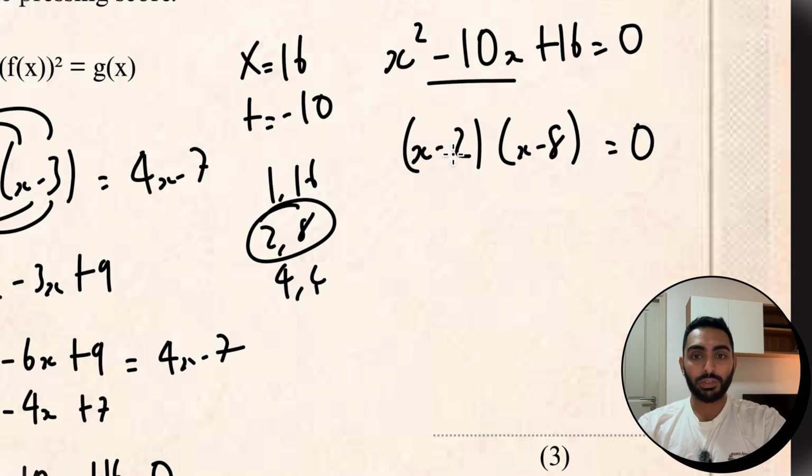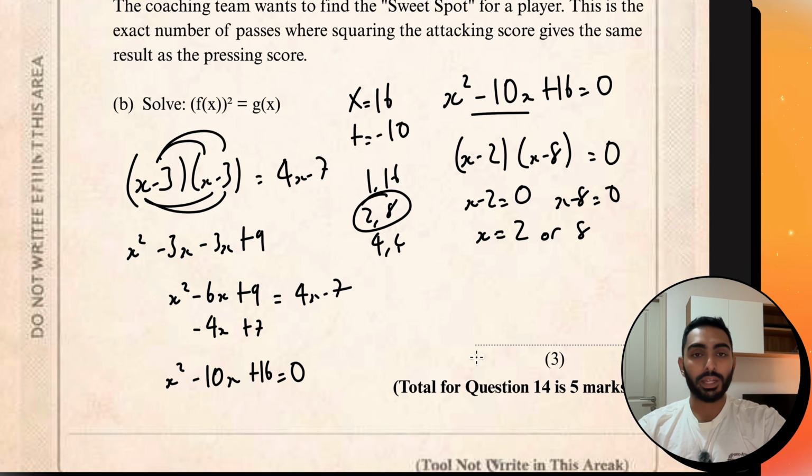And to solve this, we'll just make them both equal to 0. You don't have to write this down. Once you do a few, you'll get used to it. x minus 2 equals 0, and x minus 8 is 0. So x would be equal to, for this one, it's 2, or it could be 8.